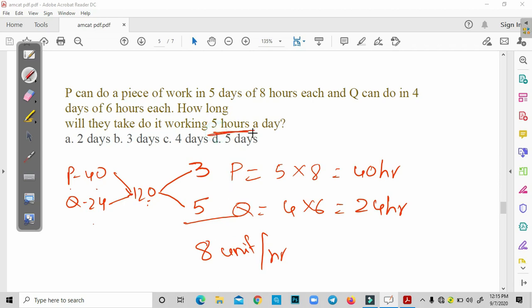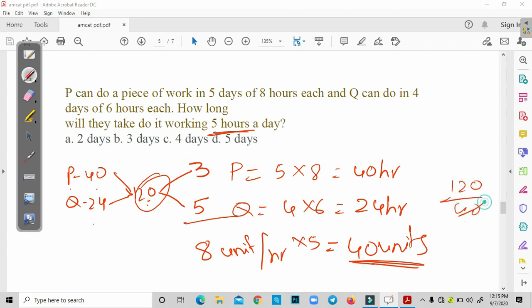Now they are working 5 hours a day. That means in one day they can cover 40 units. But he is asking, in order to complete the entire work, how many days they will take. The entire work we assumed as 120 units. Per day they can do 40 units. So the total work will be completed in 3 days.